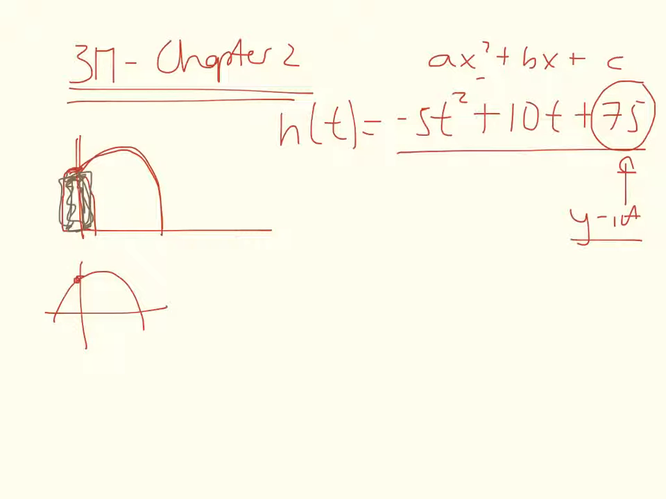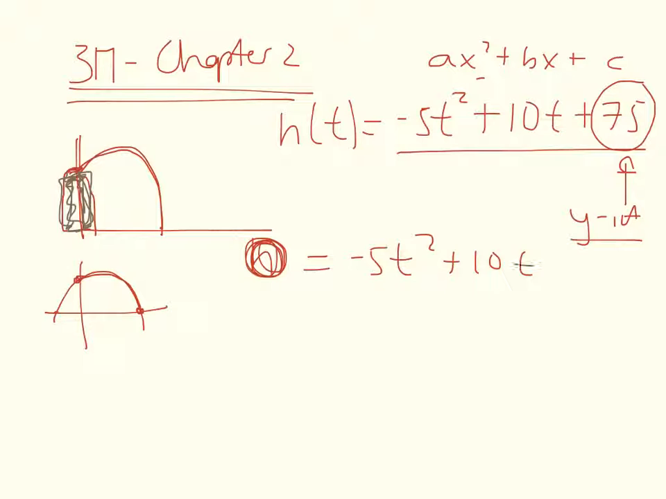And B, when does the ball hit the ground? Well, looking over here, that is your zero. That's from here to here. That's one of your zeros. So to do that, what you're going to do is set your equation equal to 0 and then solve.